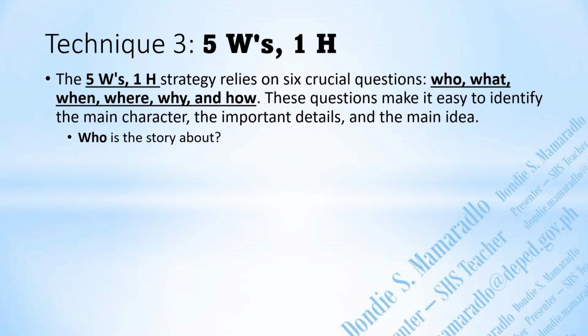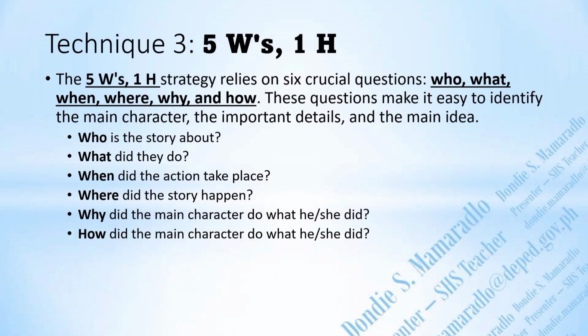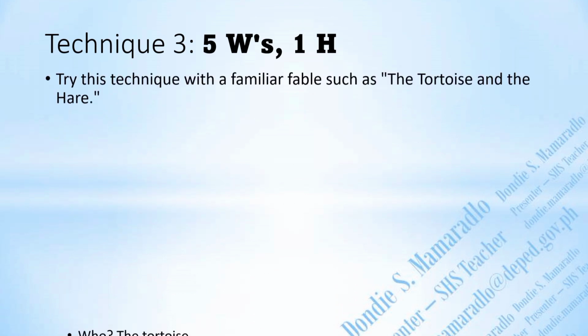Who is the story about? What did they do? When did the action take place? Where did the story happen? Why did the main character do what he or she did? And how did the main character do what he or she did? Let's try this technique with a familiar fable such as the tortoise and the hare.